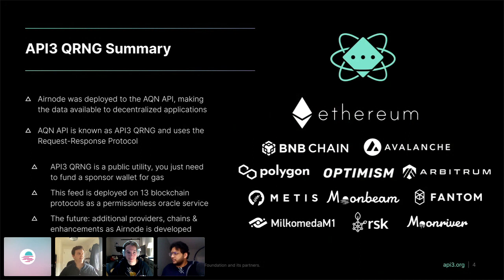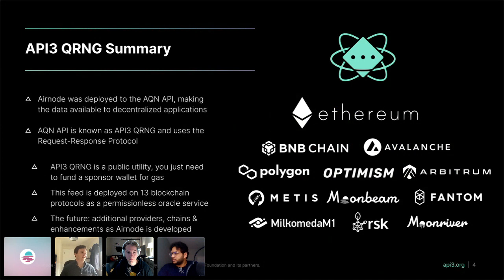So API3, we deployed this as a feed, courtesy of ANU, and we decided to make this a public utility. So it's accessible across 13 protocols, of course, and Moonbeam, where all you need to do if you want to use the feed is allocate some Glimmer to a gas wallet, which sponsors the gas fees as you request that data. And that's effectively all you need to do to access the service. It is permissionless, really.